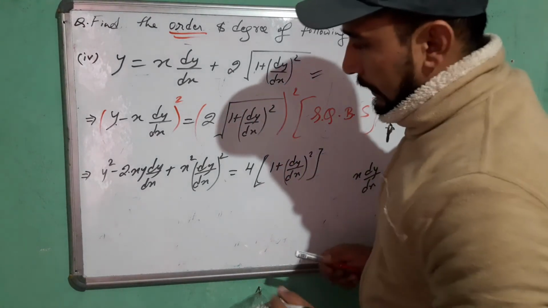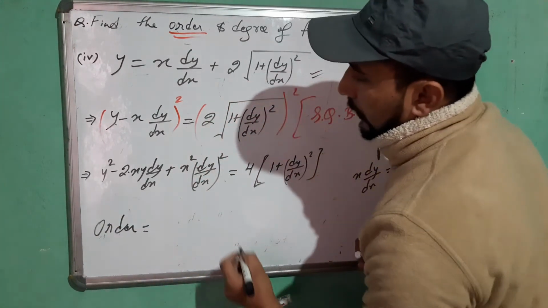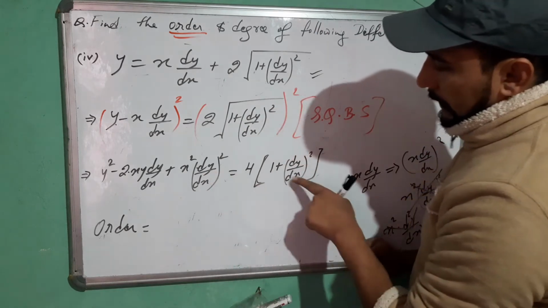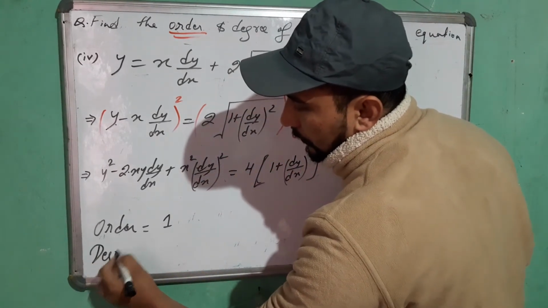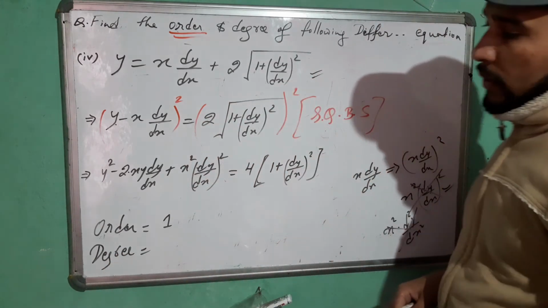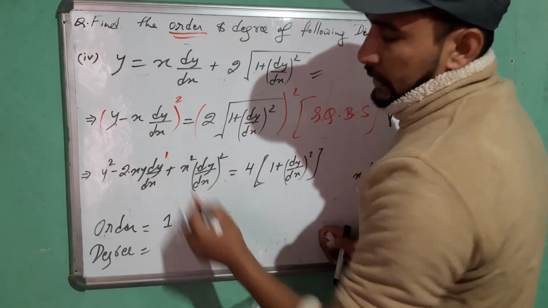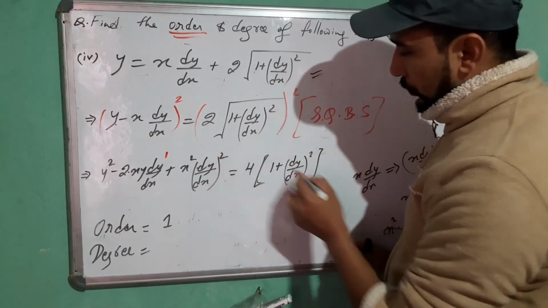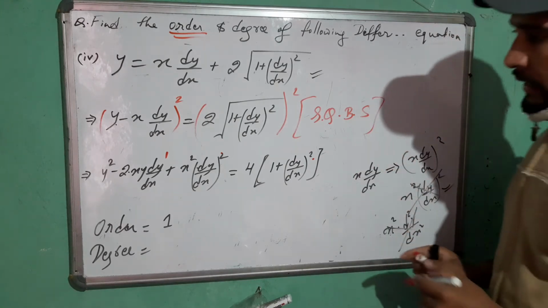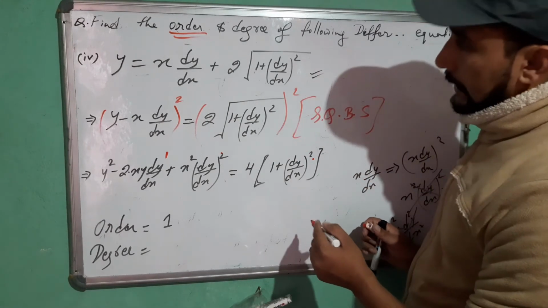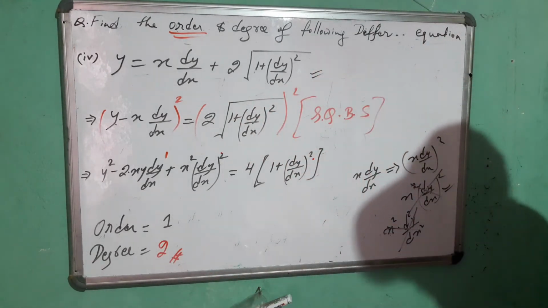So order is equal to the highest order. You have dy/dx here, and also you have dy/dx, so order is 1. And for degree, you have to check the highest power of dy/dx. Here the power of dy/dx is 1, here the power of dy/dx is 2, and here the power of dy/dx is 2. So in this case you can write degree as 2. Degree is 2.